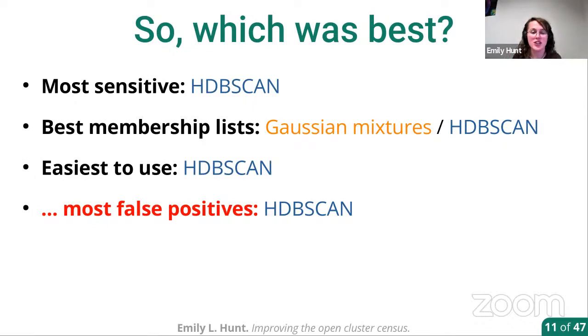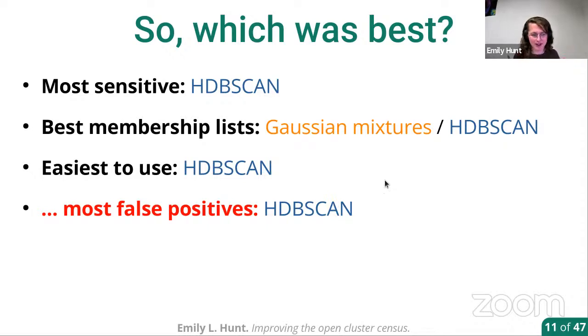When we looked at everything, actually the one that hadn't been tried that much in the literature, so HDBSCAN, seemed to be the best on a lot of different measures. It was the most sensitive, so it was recovering the most open clusters from our test of it on Gaia DR2. It had the best membership lists for the clusters, kind of joint with Gaussian mixture models, which also did really well, better in some respects actually. It was also really easy to use because the parameters are easy to set, but it also has this absolutely massive caveat, which is that it reports a huge number of false positive clusters as well.